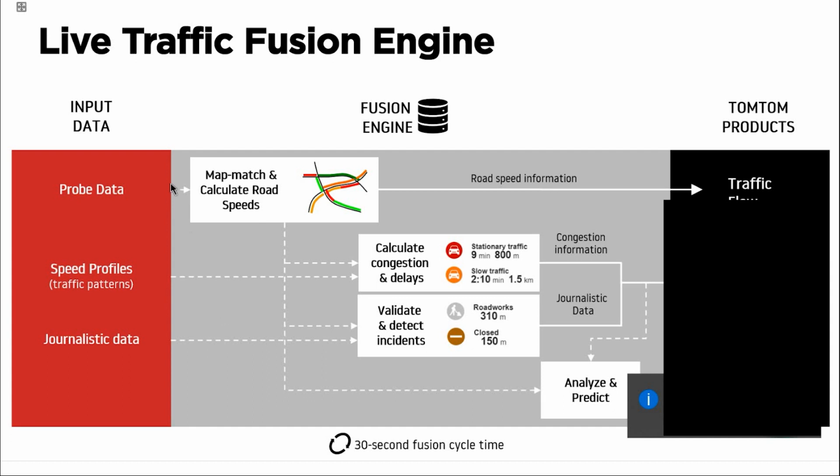Okay, so the probe data, we receive the probe data. First thing we do, we match this probe data to our streets, and then we calculate speeds per segment. Speeds per segment and travel time, which is basically our traffic flow product. It's all about speeds and travel times. After you match and after you calculate the speeds, the next step is you identify the congestion and also the delay of each congestion.